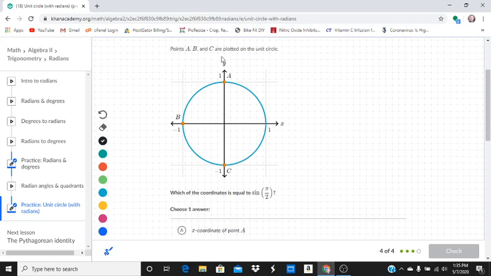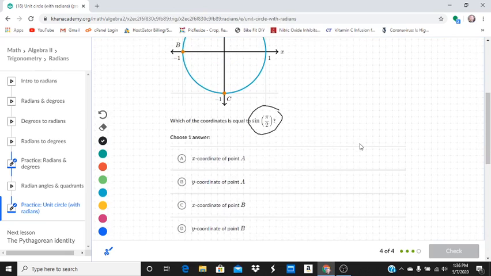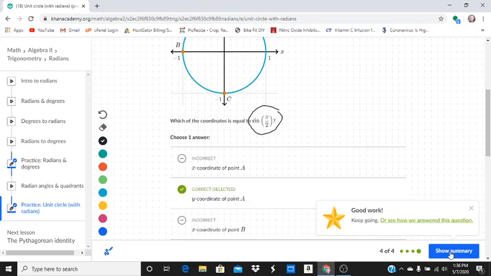So points A, B, and C are plotted on the unit circle. And which of the coordinates is equal to the sine of pi half? So remember, pi half is 90 degrees. So we're going to be looking at A. And since we want sine, remember sine equals y coordinate on the unit circle. So we're going to be looking for the y coordinate of point A. Check. Perfect score. Look at that.